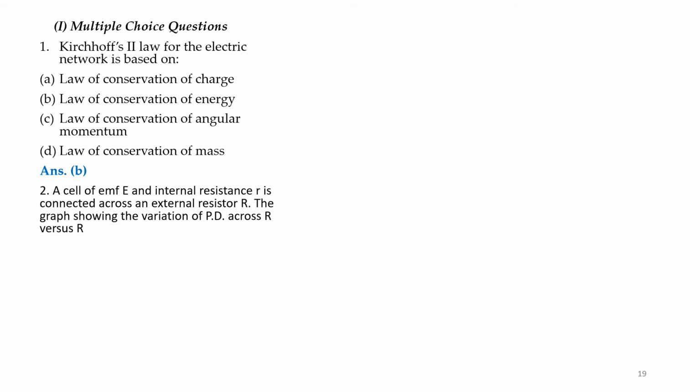Question number 2. A cell of EMF E and internal resistance R is connected across an external resistor R. The graph shows the variation of potential difference across R versus R. Four graphs are shown. We know that V versus R is a straight line starting from the origin. Hence, B is the answer.